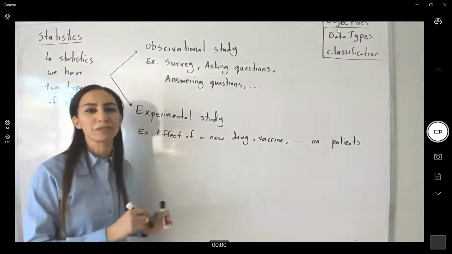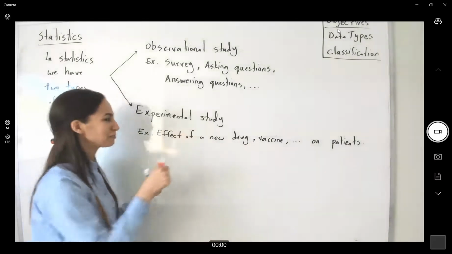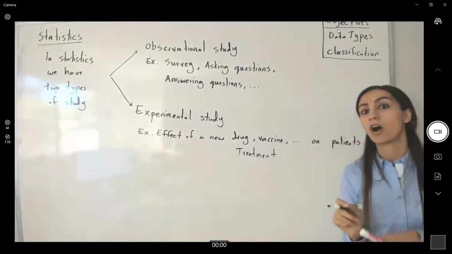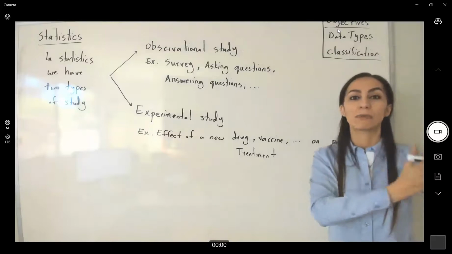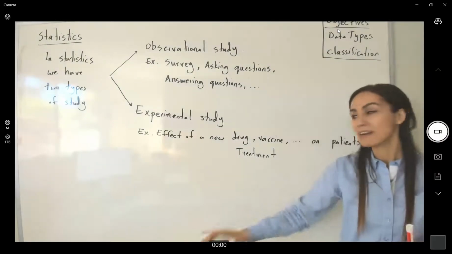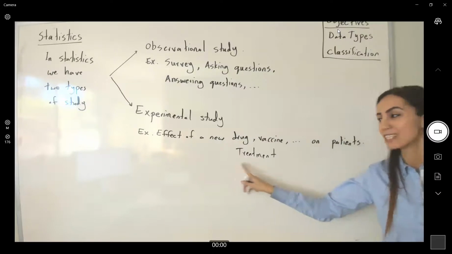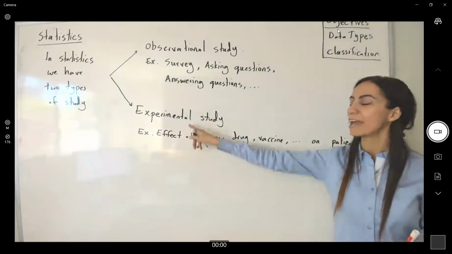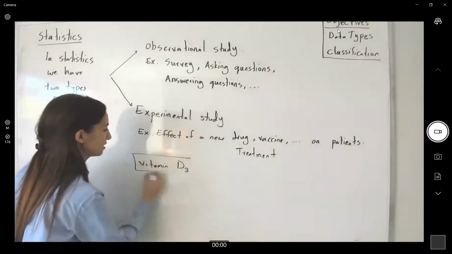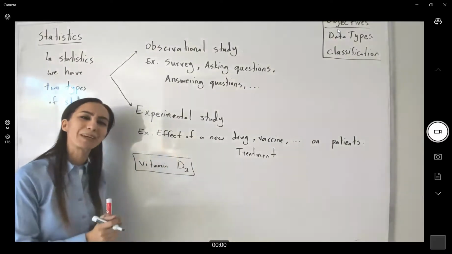You're doing some experiments. There is a treatment, a new drug, vaccine, a new treatment. It takes time. You have some patients, they have some condition before using the treatment. They have some other conditions. Hopefully they get better after the treatment. So you're examining two different conditions before the treatment, after the treatment. So this is an example of experimental study. Vitamin D3. So you have some measurement, you have a treatment. These are all related to doing some experiments.